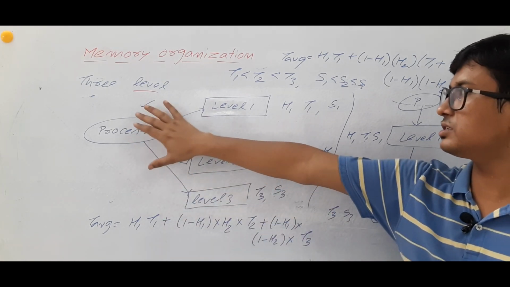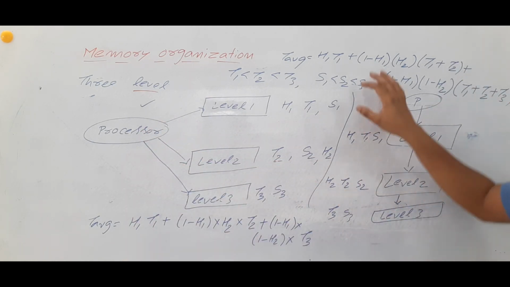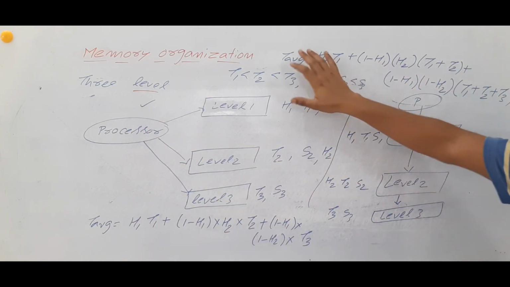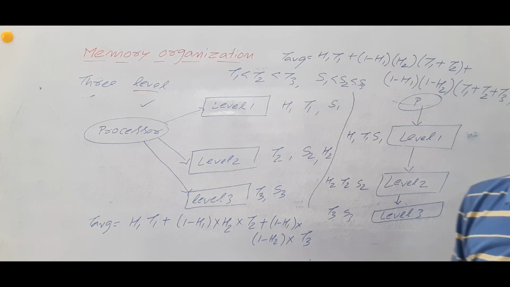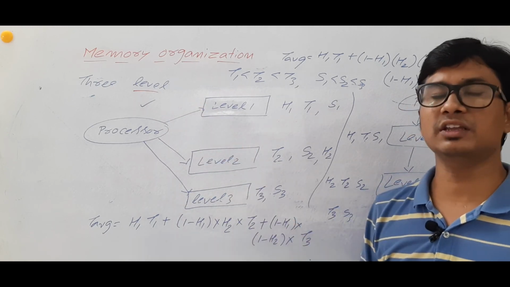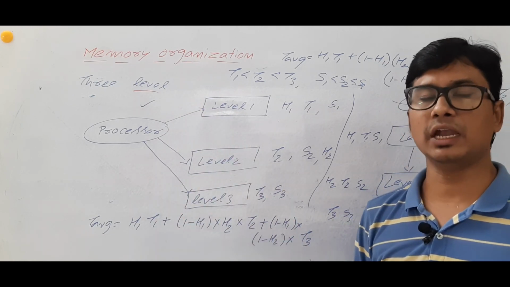So if you are organizing the levels in this way, the T average will be like this. If you are organizing this way, the T average will be computed using this notation. So I hope you have understood the two-level and three-level organization in two ways, and how you calculate the T average.